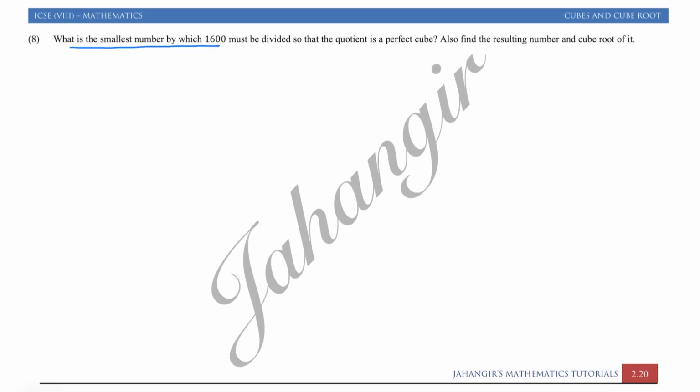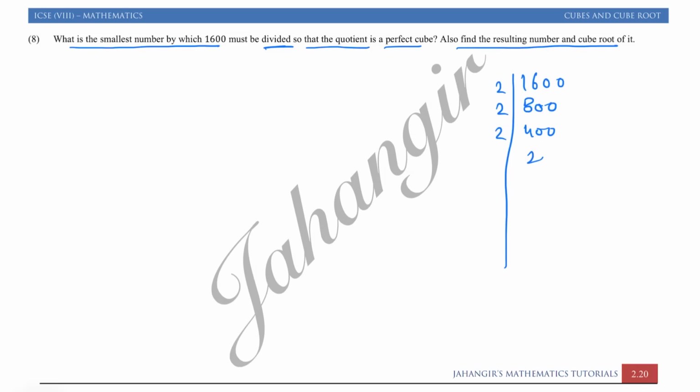Find the smallest number by which 1600 must be divided. Here we have division, so that the quotient is a perfect cube, and also find the resulting number and the cube root of it. So again we will find the prime factors of 1600. 2 800, 2 400, 2 200, 2 100, 2 50, 5 25, 5 fives are 25, 5 ones are 5.